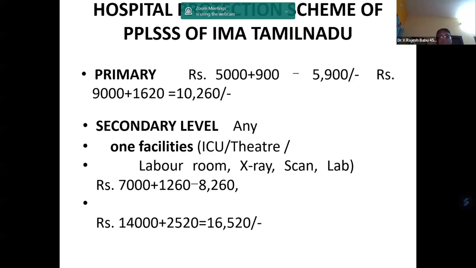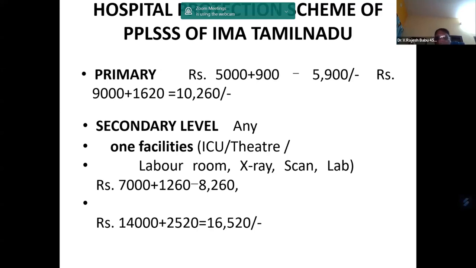In the hospital protection scheme, it is divided into primary, secondary, and tertiary level. Primary is without any extra facilities. If they have a practice, a small nursing home, they are taken as primary and they need to pay 5,900 and 10,260. These are the two options. In the secondary level, any one facility is included. For example, ICU, theater, labor room, X-ray, scan, or lab, if they have any one facility, they need to pay 8,260.